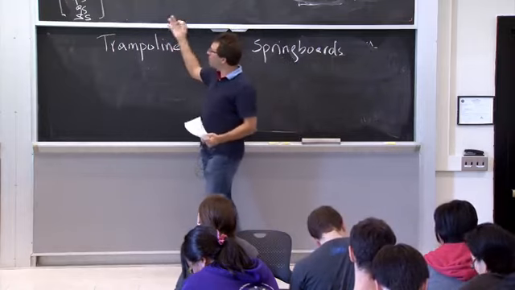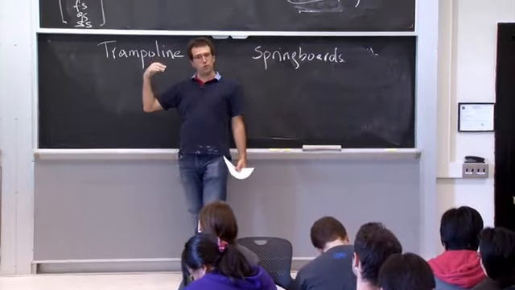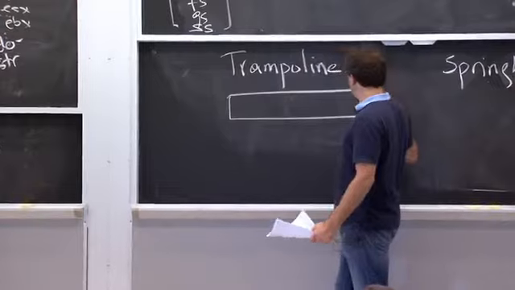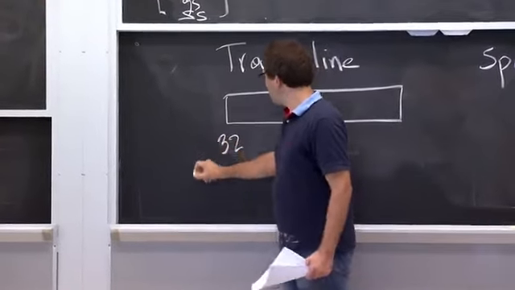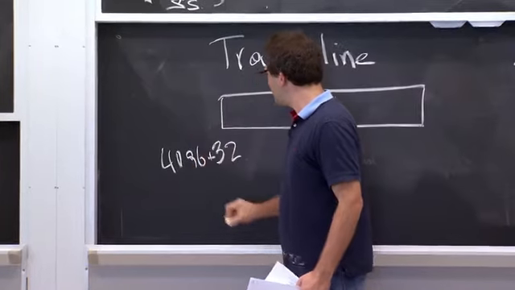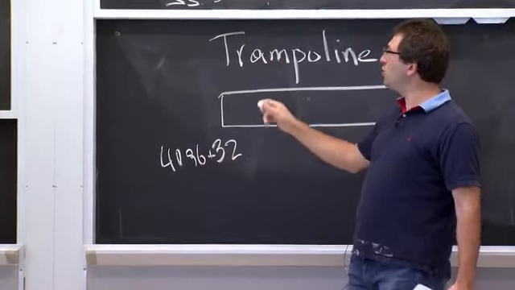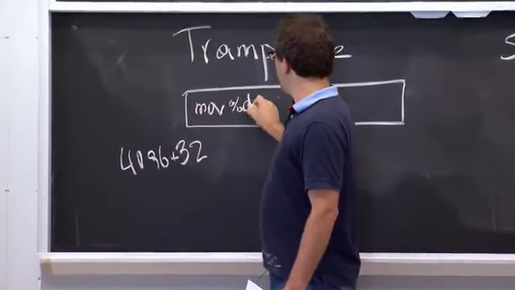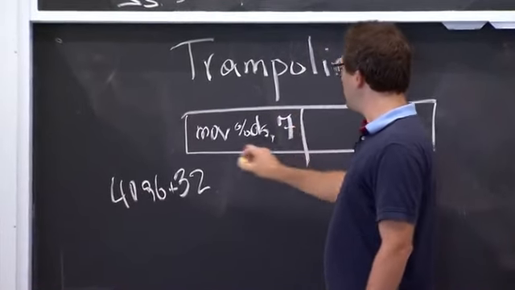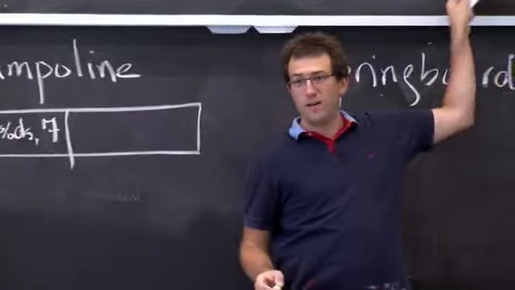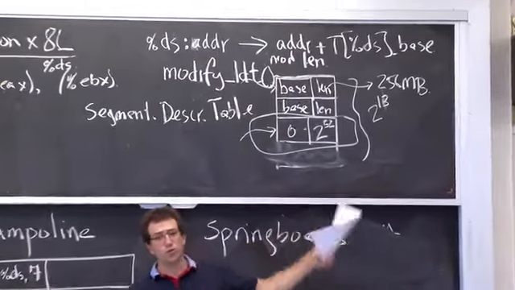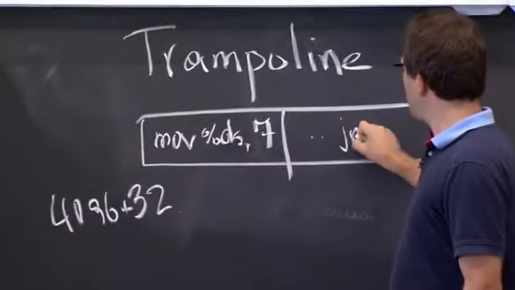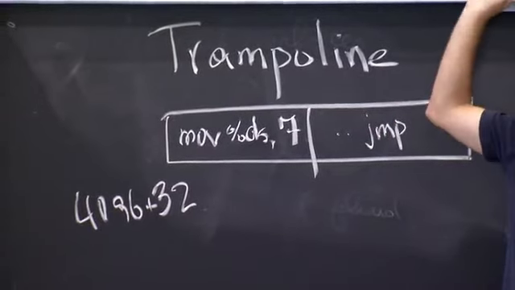So the way you actually jump out of the sandbox and into the trusted runtime to do something like malloc or create a thread is you jump to a trampoline, which lives at a 32-byte offset. Maybe it's 4096 plus 32. It's going to have some instructions to undo these segment selectors. It's probably going to move some value, maybe 7, into the DS register, and maybe 7 points to this entry that's allowed for the entire 2 to the 32 address space. Then you effectively move CS and jump somewhere up into the service runtime.